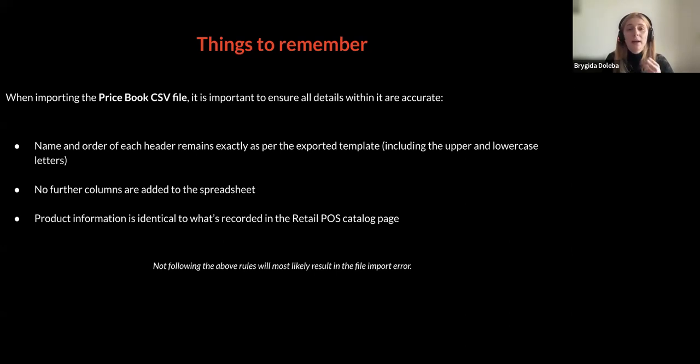Secondly, we need to make sure that no further columns are added to the spreadsheet. This is because our system does not recognize custom information. So it can only account for any information that already existed within. And lastly, product information must be identical to what's recorded in your catalog page. So that means that if you have a product named bag with all lowercase letters, you will need to make sure that when importing it into your price book, the product bag also has all lowercase letters. Otherwise, not following the above rules will most likely result in the file failing to import.